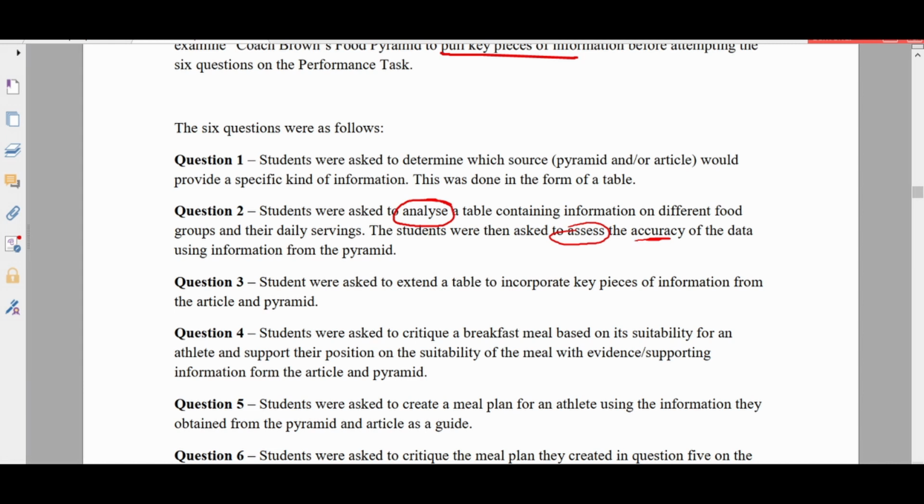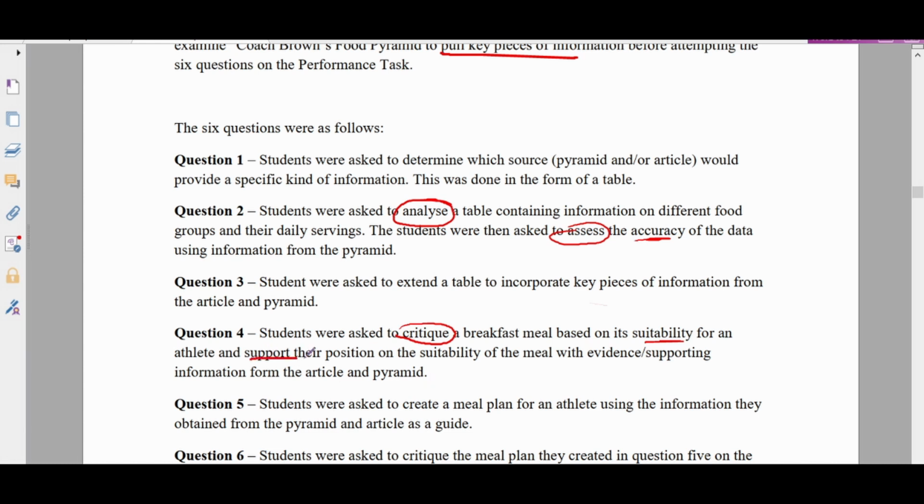Question 3. Students were asked to extend a table to incorporate key pieces of information from the article and pyramid. Question 4, students were asked to critique. What do you mean by critique? You have to know what that is. To critique a breakfast meal based on its suitability, right? Suitability. Based on the suitability for an athlete and support their position on the suitability of the meal with evidence supporting information from the article and pyramid.